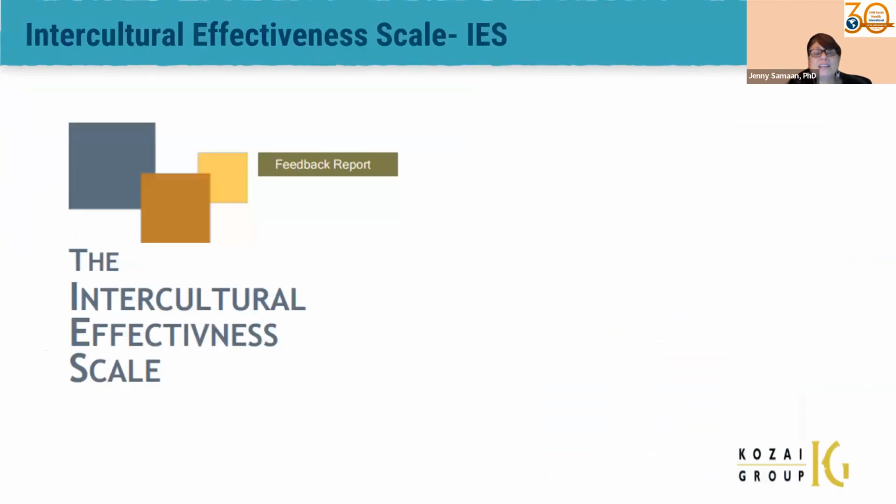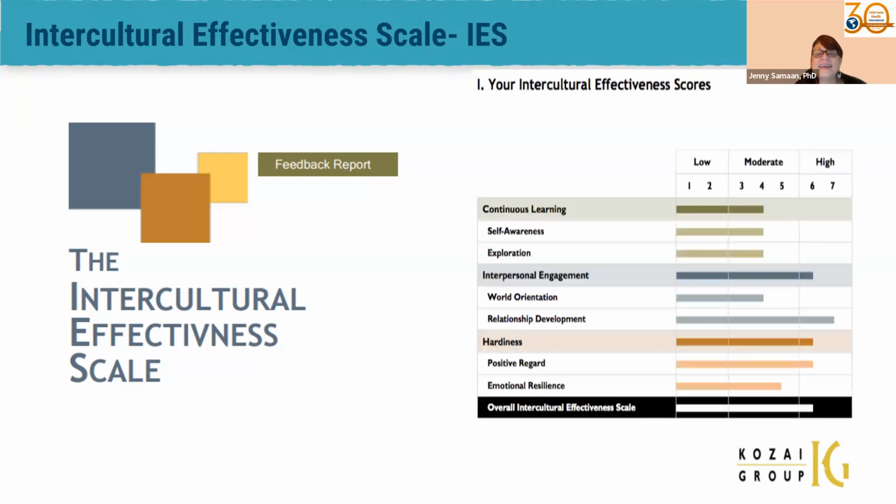We've also incorporated another tool called the Intercultural Effectiveness Scale, designed by the COSI group. This is a different kind of inventory that a student takes. It's a 60-question inventory, and the student then has a very detailed 30-page report that provides quantitative details on whether they fall into the low, moderate, or high range on a variety of aspects of intercultural effectiveness.